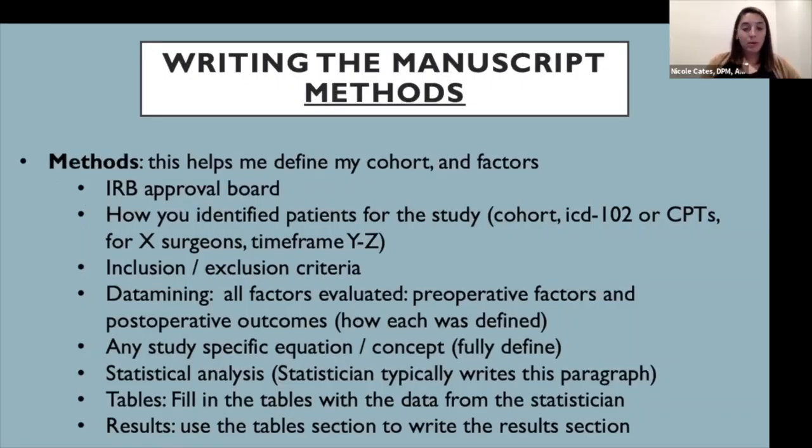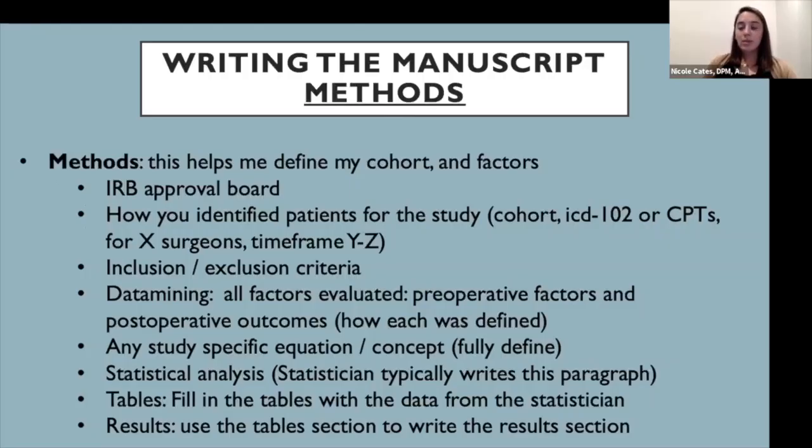The next step that I write is the methods. So this helps you define your cohort and your factors. Things to include in the methods section: you want to have a blurb of how the IRB was approved by the board at your institution.